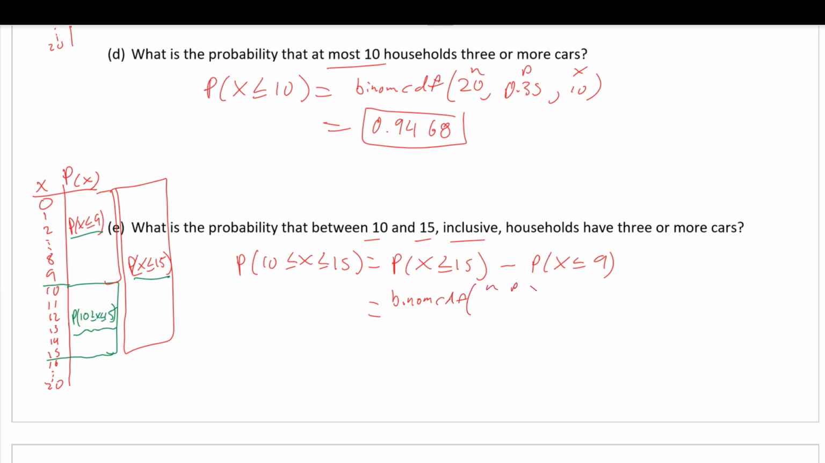You have binomial CDF of n, p, x, minus another binomial CDF of n, p, x that has a different x. This will be 15, that will be 9. We have 20, 0.35, 15, minus 20, 0.35, 9. If you run both of those, oh, this is binomial CDF.